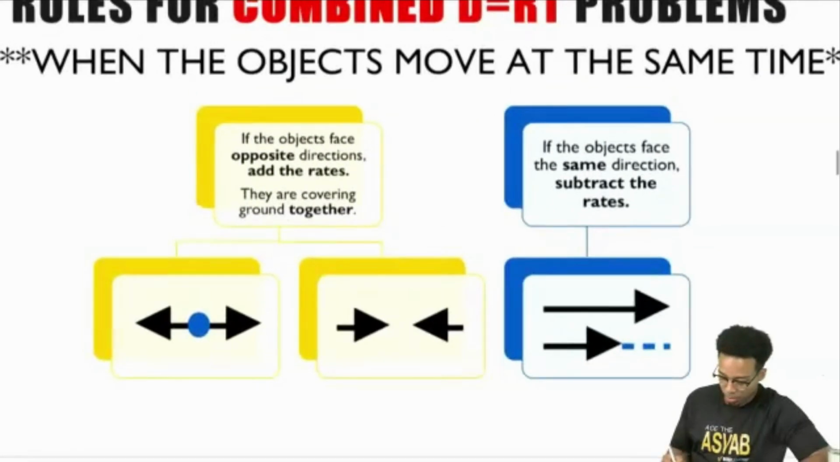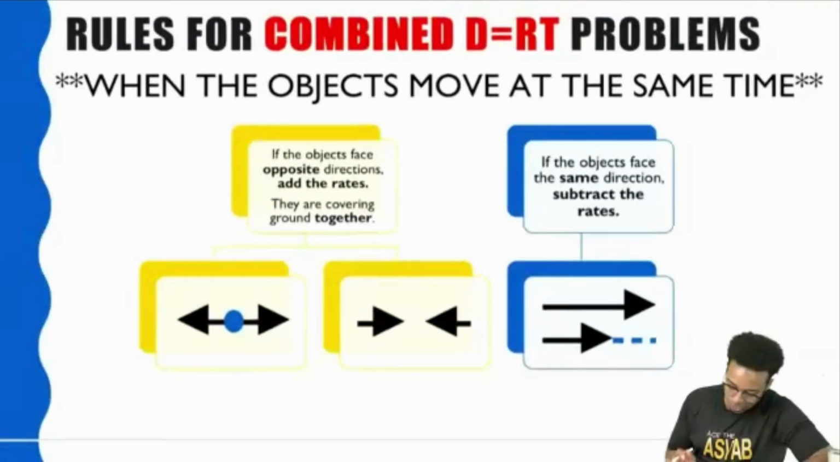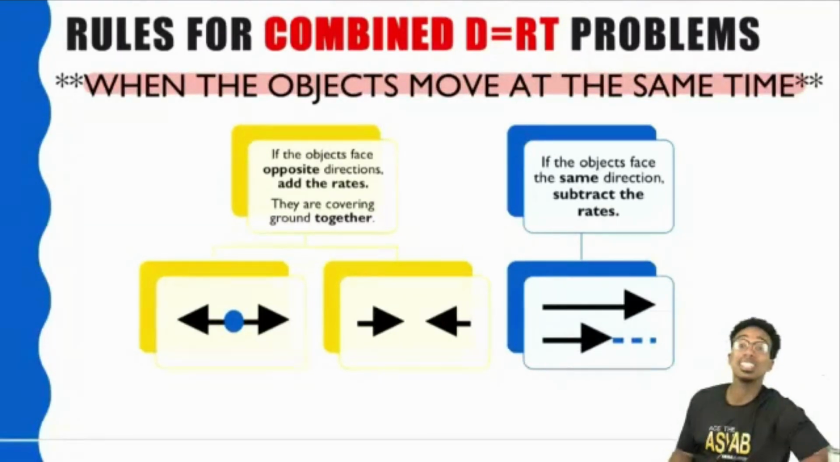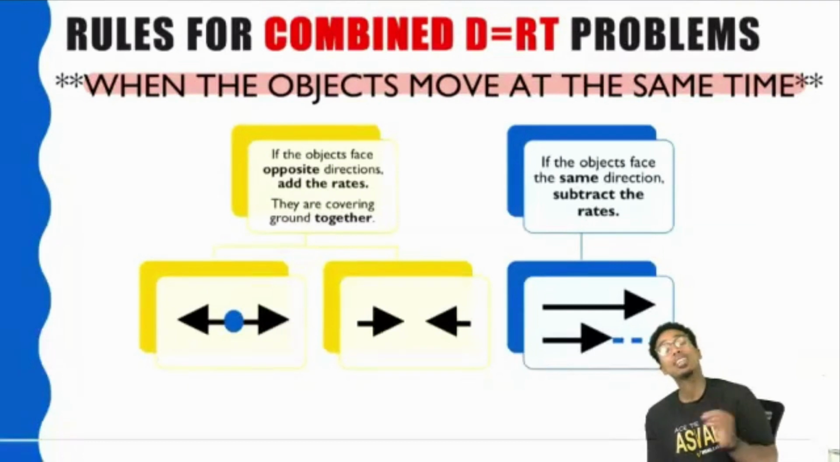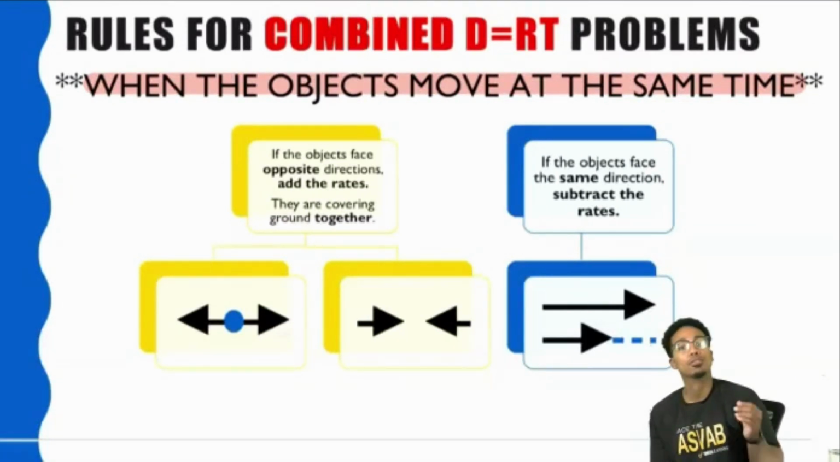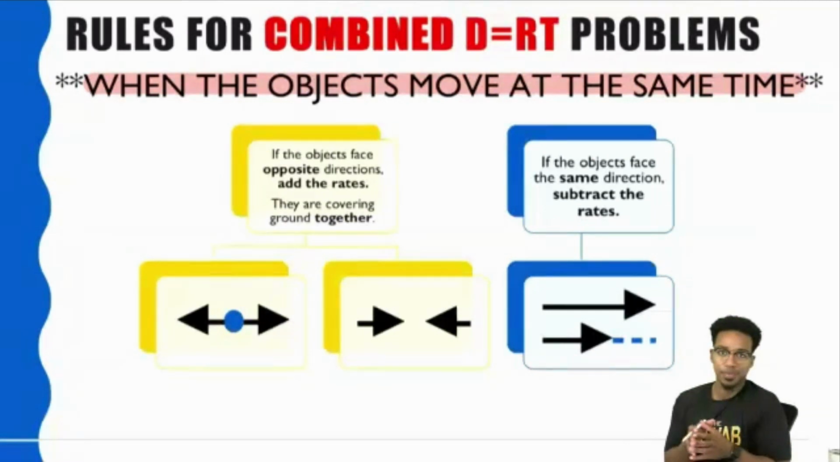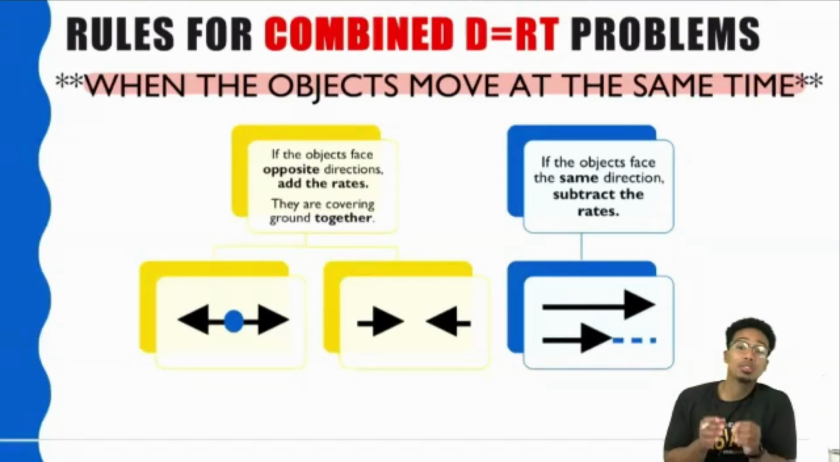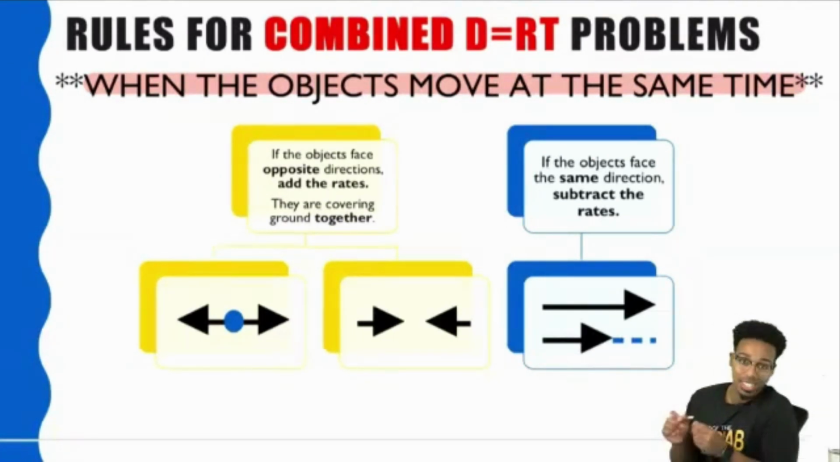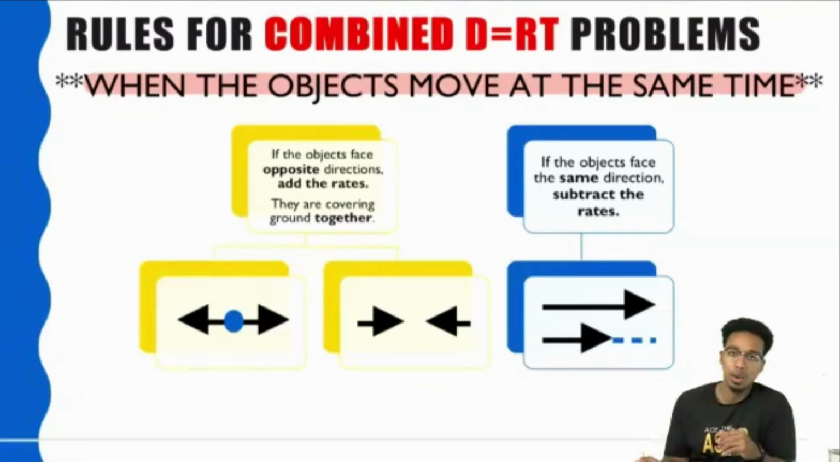So here are the rules. Go ahead and write these down. When the objects move at the same time, I can't stress this enough, write that down. Please do yourself that favor. If they move at different times, you have to figure out a point at which they're both moving at the same time, if the problem doesn't give it to you that way. Typically it does, sometimes it won't.